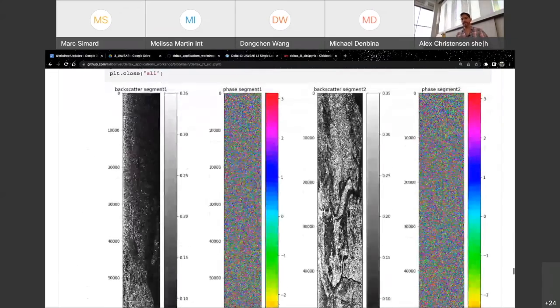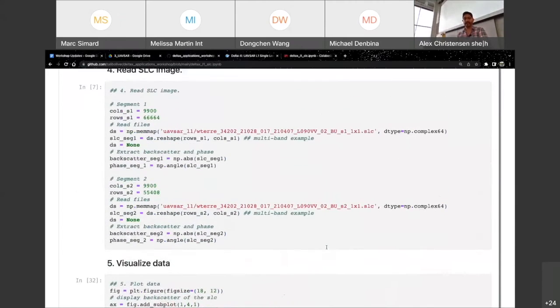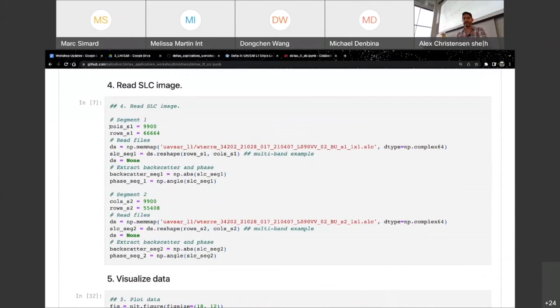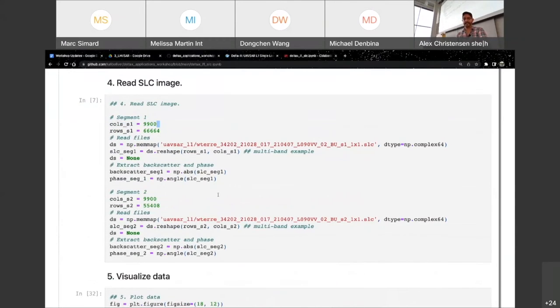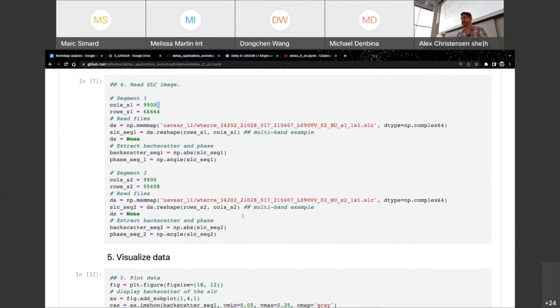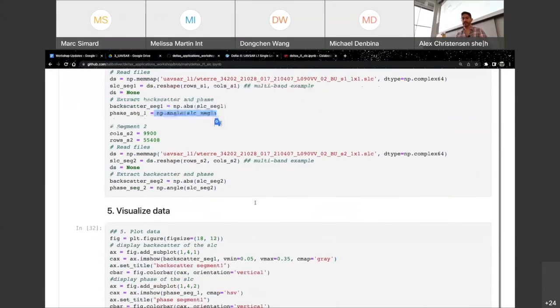Now, just to show you, if we were to read an interferogram, we define the columns and the rows, and we can read the phase and the amplitude. In this type of product, the phase and the amplitude come together, so it's one single image. To separate them, the amplitude is the absolute value, and the phase is the angle, taking the angle in radians.